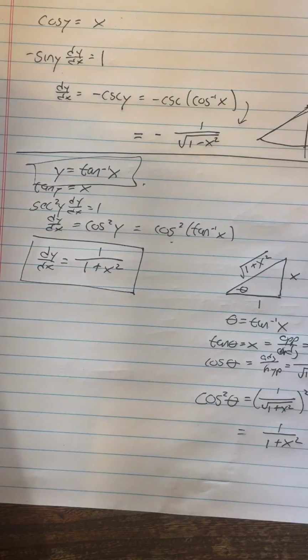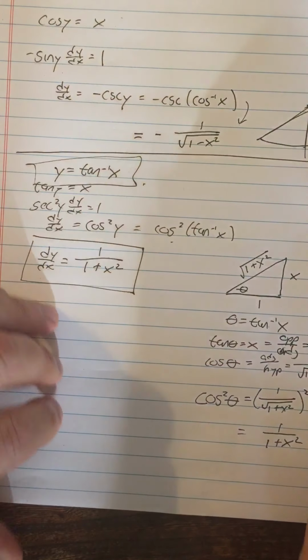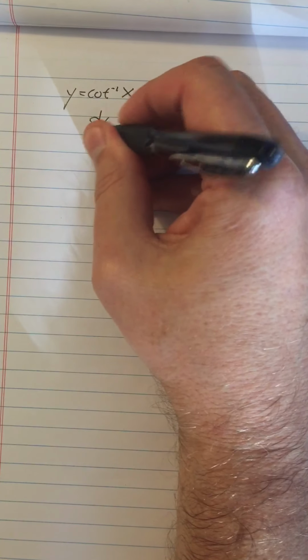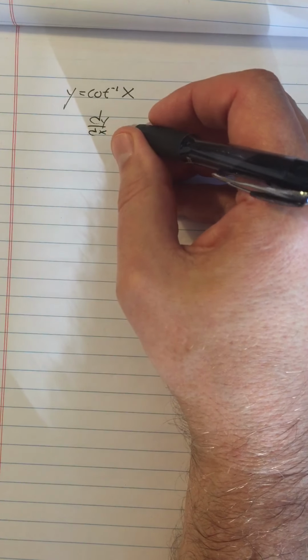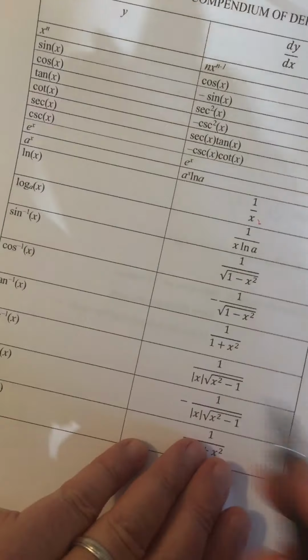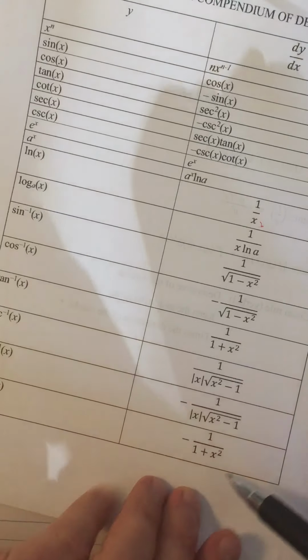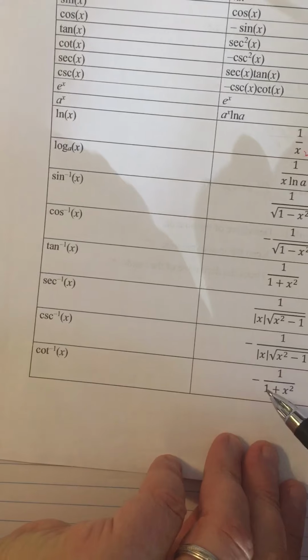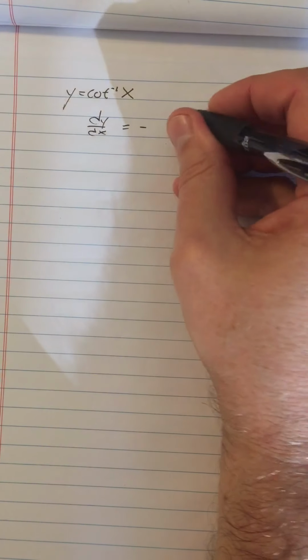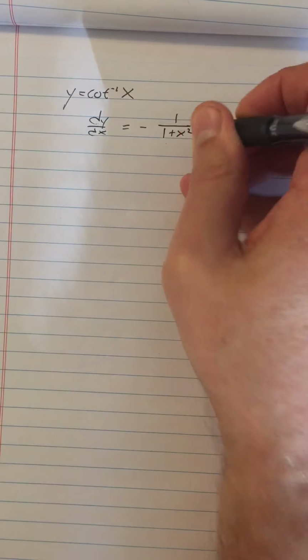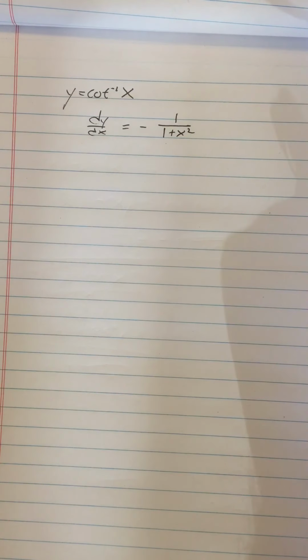All right, so next up is going to be inverse cotangent. I'm going to let you do inverse cotangent. So you've got some examples to follow. We want y equals inverse cotangent of x. It's going to follow very simply from the same example that we just did. We know the end result because we have it on our chart. It is down here: negative 1 over 1 plus x squared. You show that one. That one's for you.